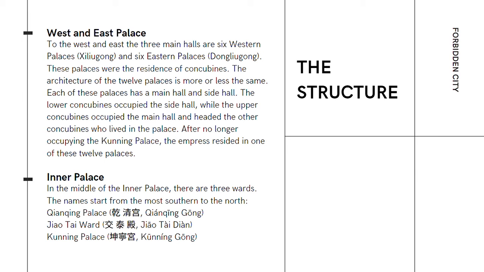Inner Palace. In the middle of the Inner Palace there are three wards. The names, from the most southern to the north, are Qianqing Palace, Jiaotai Hall, Kunning Palace.